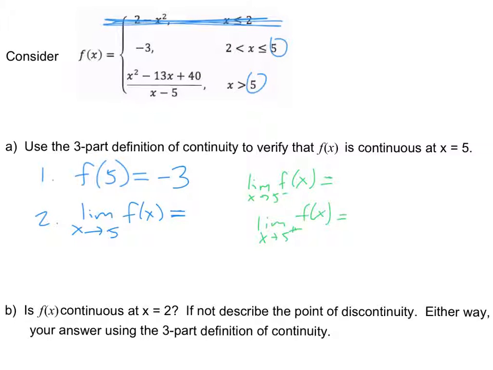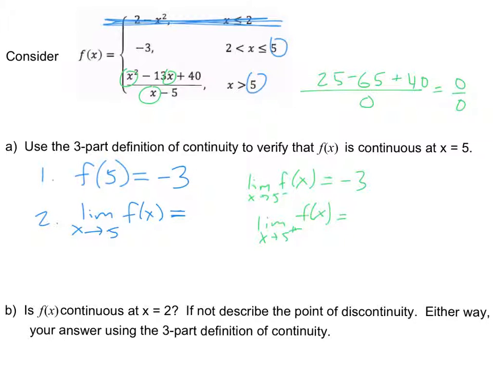My left-hand limit is using this function here, because that's the piece defined from the piecewise function when x is approaching 5 but lower than 5. So that one's just negative 3, same as we got for the functional value. Not interesting, but I need to note that. So I'm hoping this other one comes out to negative 3. But if in fact I plug in a 5 for my x's here, I'm going to get 25 minus 13 times 5, which is, I believe, 65, plus 40, over 5 minus 5, which is 0, and that in fact gives me 0 over 0.